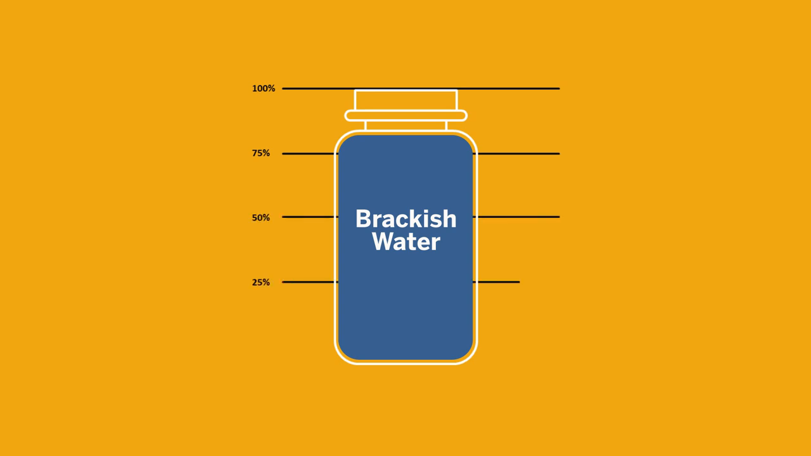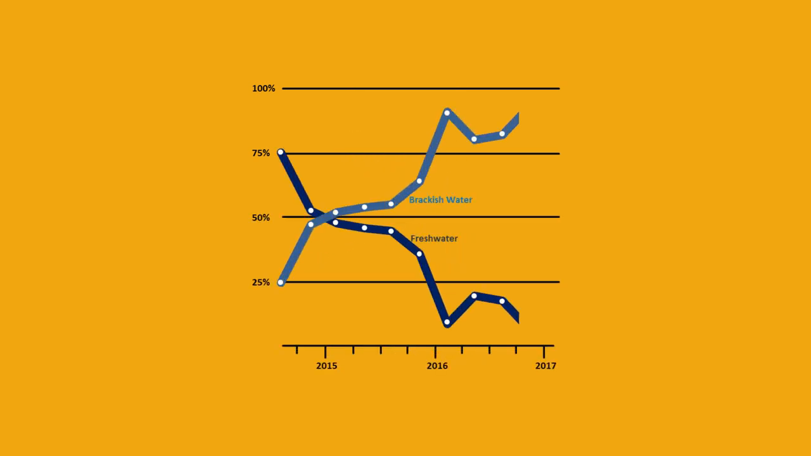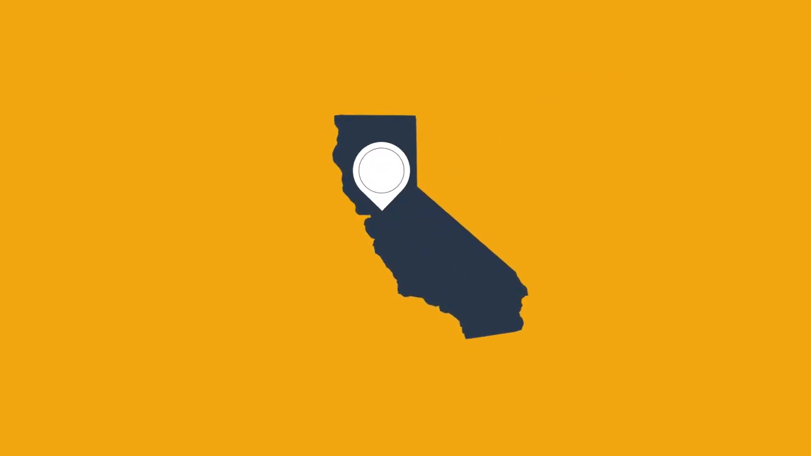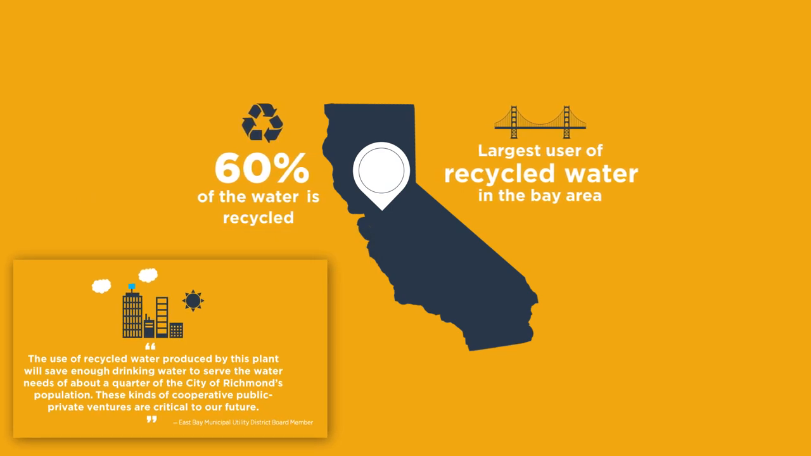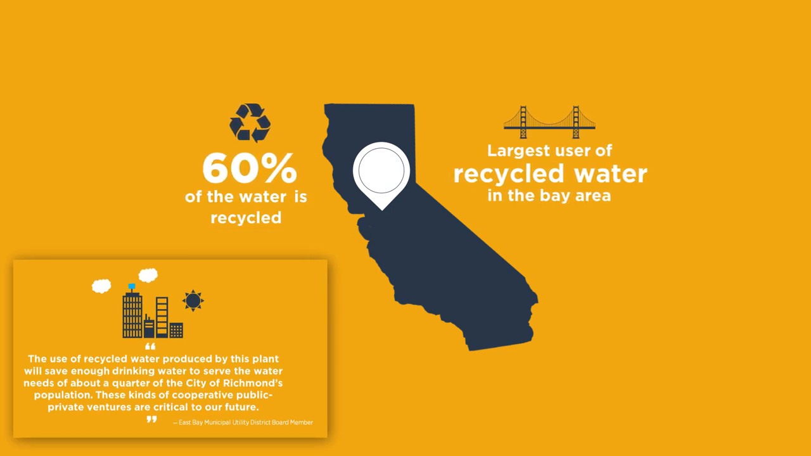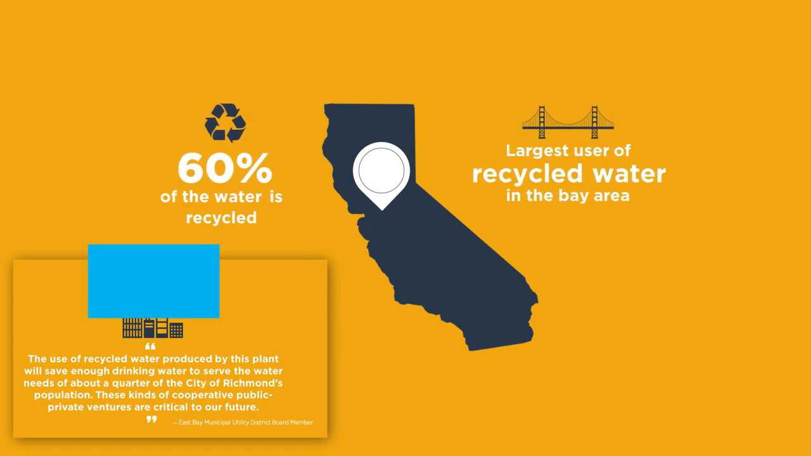In the Permian Basin, for example, more than 90% of the water Chevron uses for well completions is from brackish water sources. And at Chevron's refinery in Richmond, California, we partnered with the local utility district to construct a recycled water facility. 60% of the water used by the Richmond refinery is recycled, making it the largest user of recycled water in the San Francisco Bay Area.